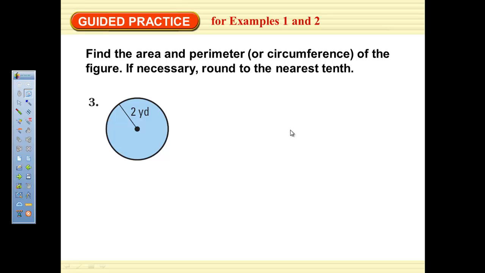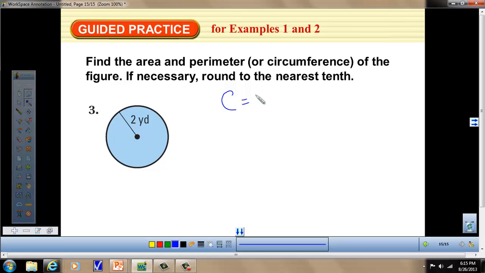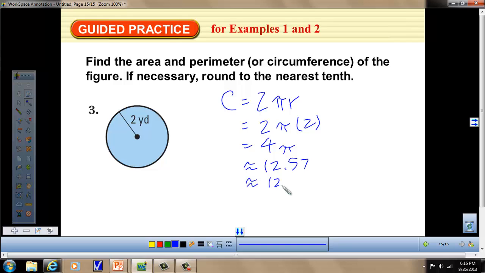Here's another one with a circle. This time they gave us the radius, so we're in better shape. For circumference, we're going to use 2 pi r. So we get 2 times pi times 2, which is also 4 pi. You get your calculator out, and you're going to get approximately 12.57, which rounds to 12.6 yards.